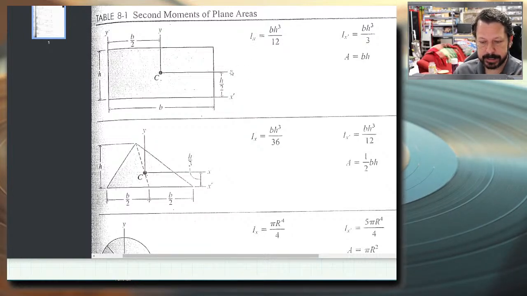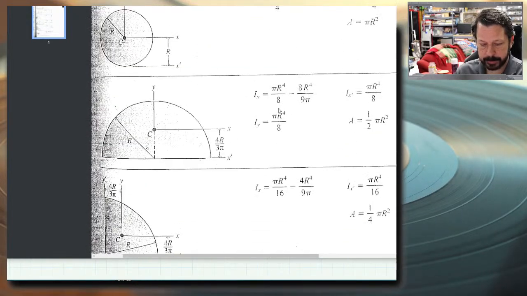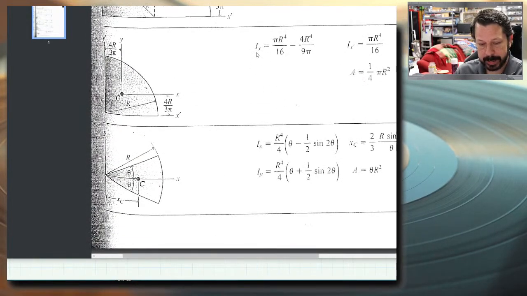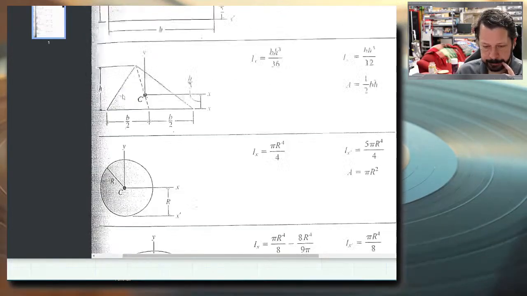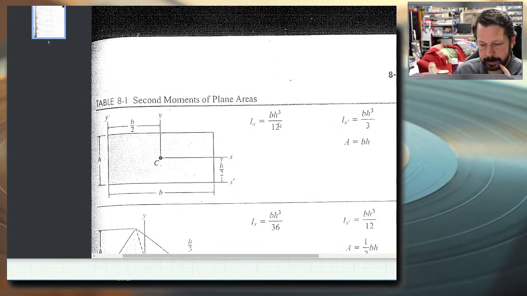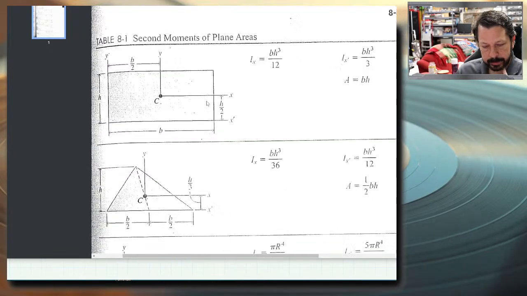Ix represents the neutral axis of this single shape, a rectangle in this case, about its own centroid. That's true for all of these pictures. Ix is the moment of inertia of whatever shape you're looking at about its own centroid or its own neutral axis. So bh cubed over 12, we have to look.